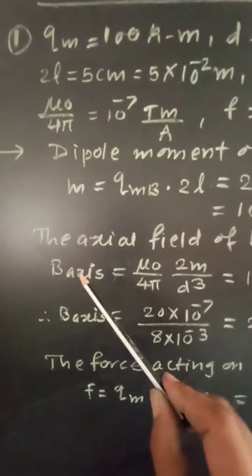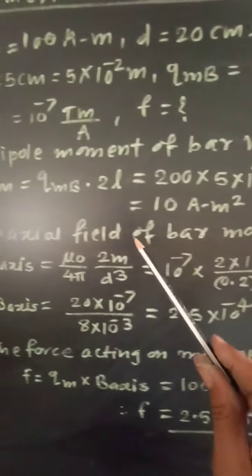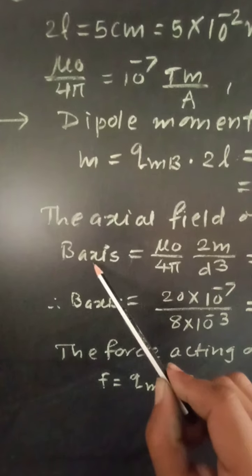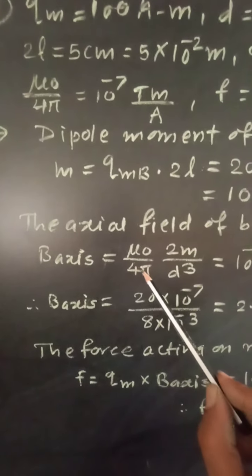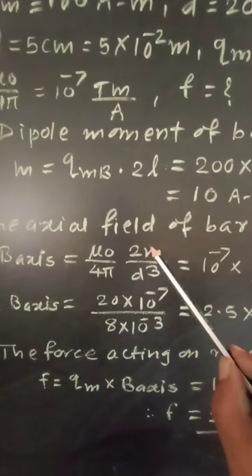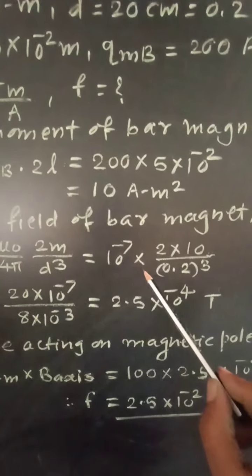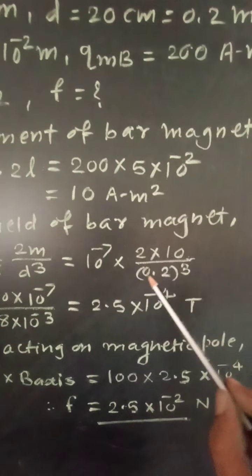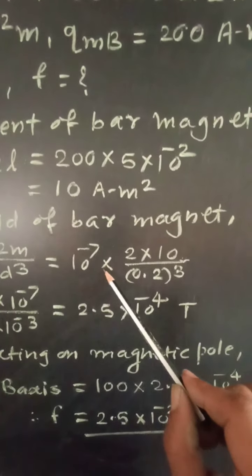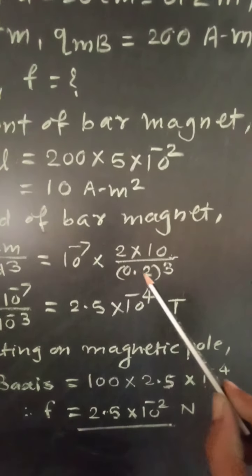And now the axial magnetic field of the bar magnet. The axial magnetic field of the bar magnet is given by the formula B axial is equal to mu 0 by 4 pi into 2M by d cube, which will be equal to 10 raised to minus 7 into 2 into 10 divided by 0.2 cube.